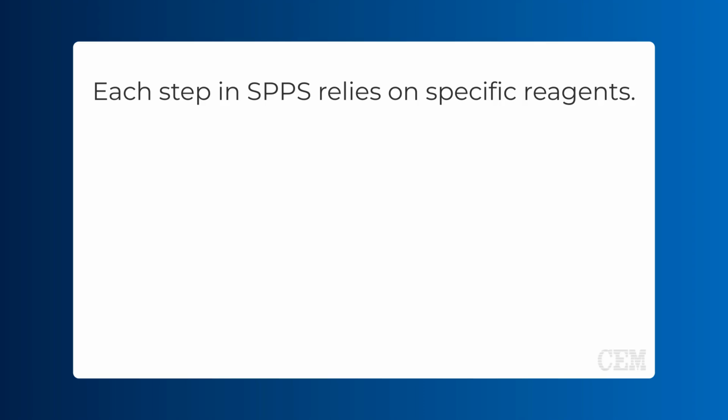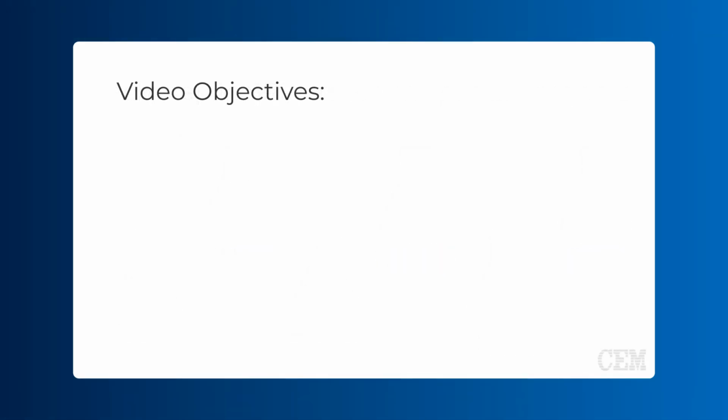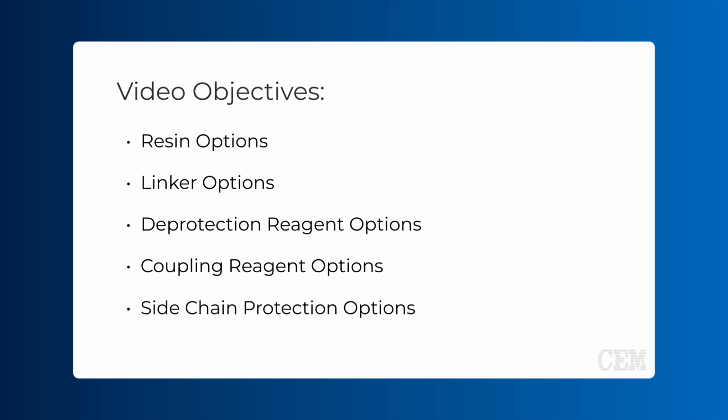Each of these stages relies on specific reagents, and the choices we make for each reagent determine how efficient and clean the synthesis will be. This video will provide an overview of the key reagent options available for peptide synthesis, including those for resins, linkers, deprotection reagents, coupling reagents, side chain protecting groups, and cleavage solutions.